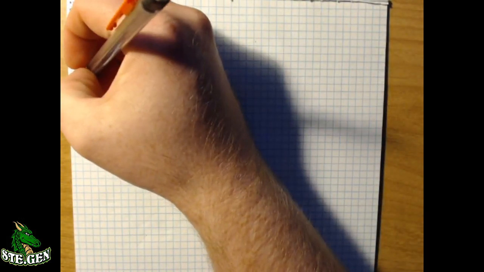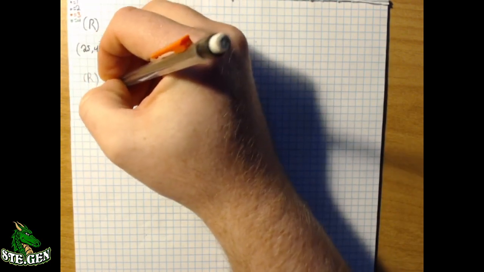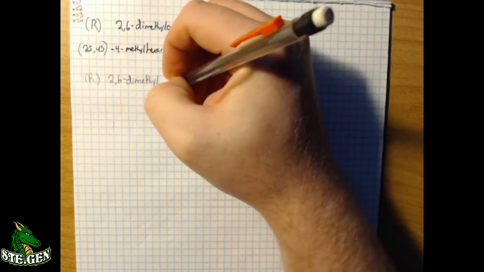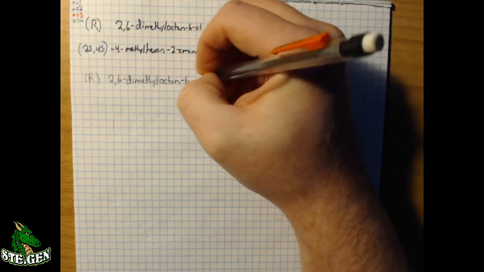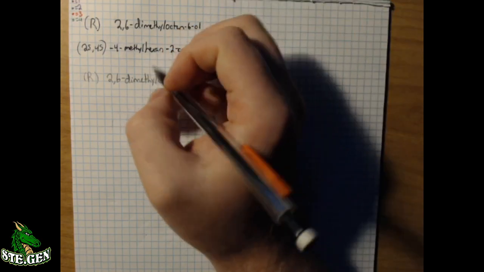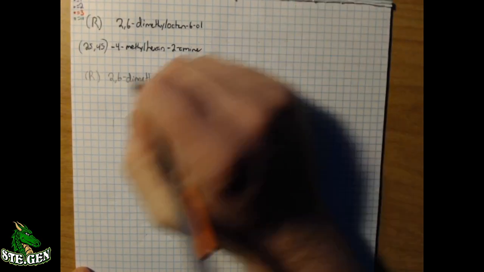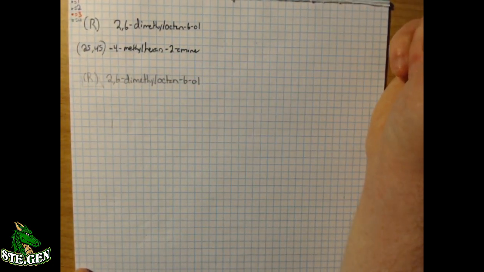Okay, our first one we're gonna do is R 2, 6 dimethyl octan 6 ol. Okay. So let's go ahead and look, and we're gonna start filling this out exactly the same way as we would have done earlier, where we're gonna take it piece by piece. We're only gonna care about this at the very, very end of our structure.